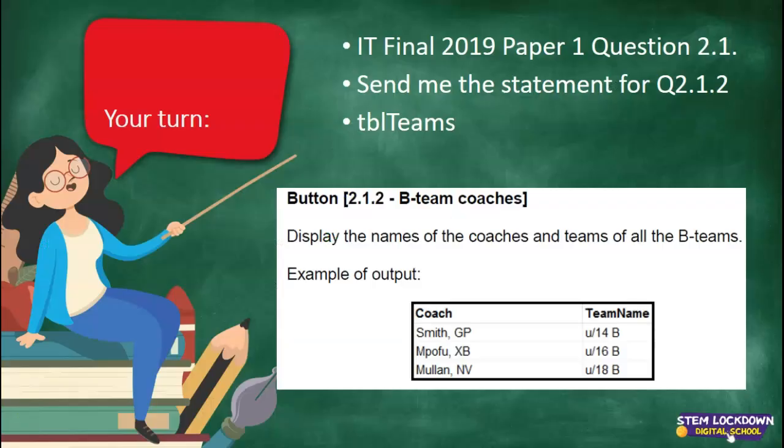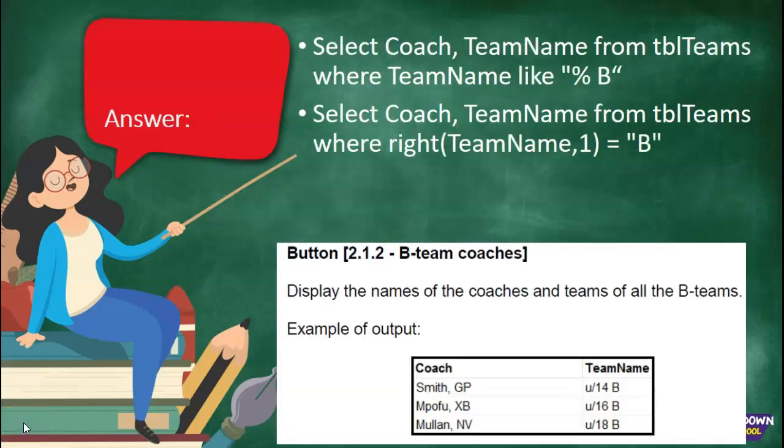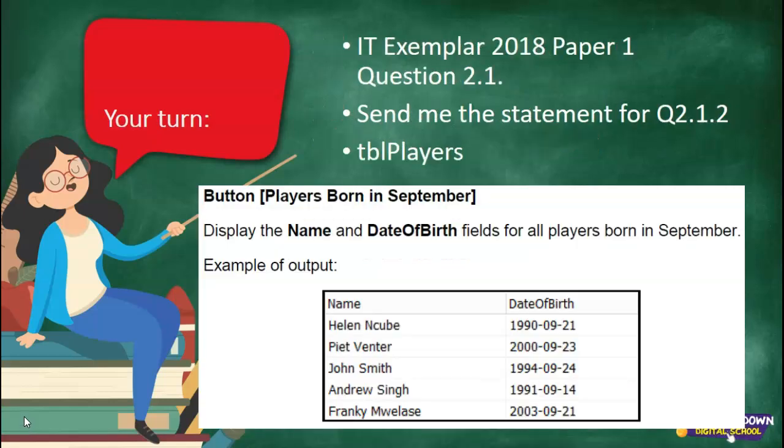So now I'd like you to grab a pen and paper and then press pause and try this. In the next slide, I am showing you the answer. So here's the answer to that question, and there's two options here that you could have used. You could have used the like with a B at the end, or you could also use the right. I know we haven't done that yet, but for those who know it, you can use the right as well. Press pause and then try this one.